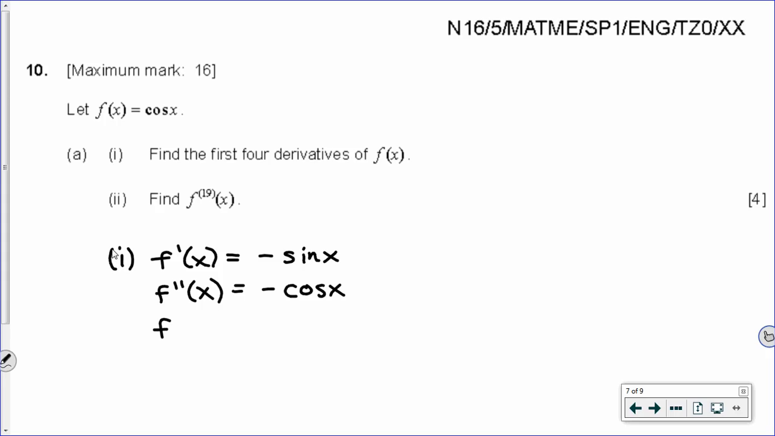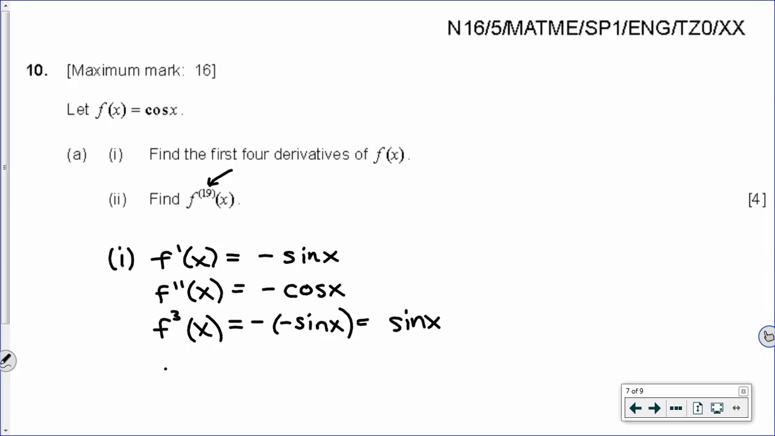Once we get to the third derivative, we don't usually write triple prime. That's where we would put a 3, which is why in the next question, when you see a 19 in there, it means 19th derivative. So the third derivative would be the derivative of negative cosine, which would be negative sine. So the negative stays, and then the derivative of cosine is negative sine. So this becomes just plain sine x.